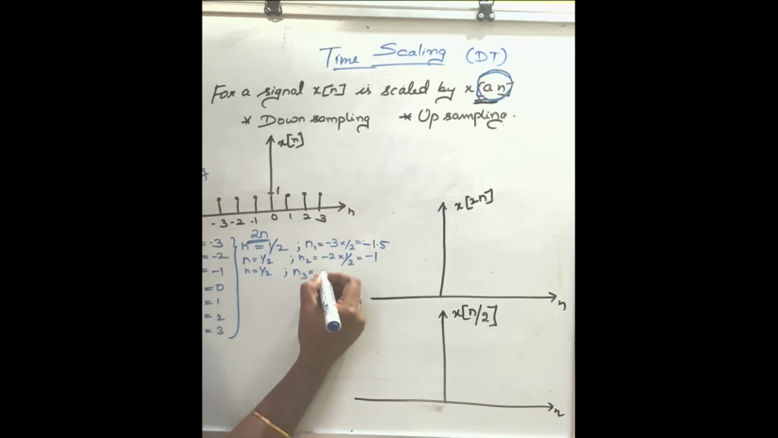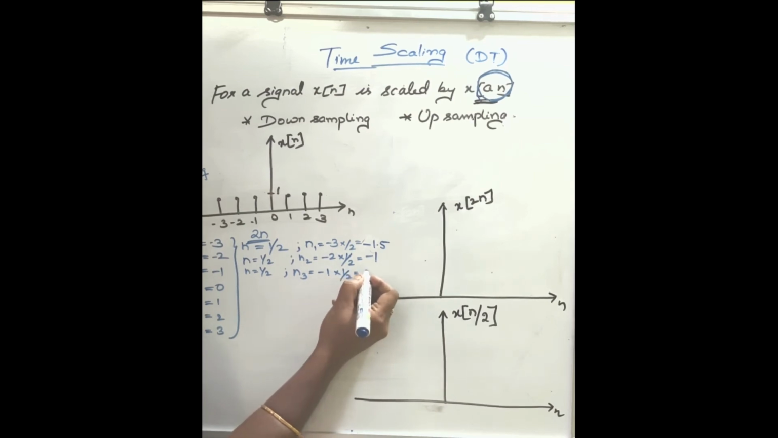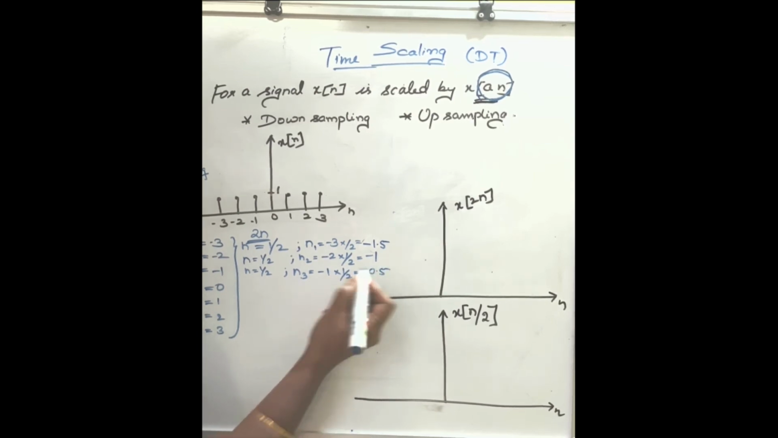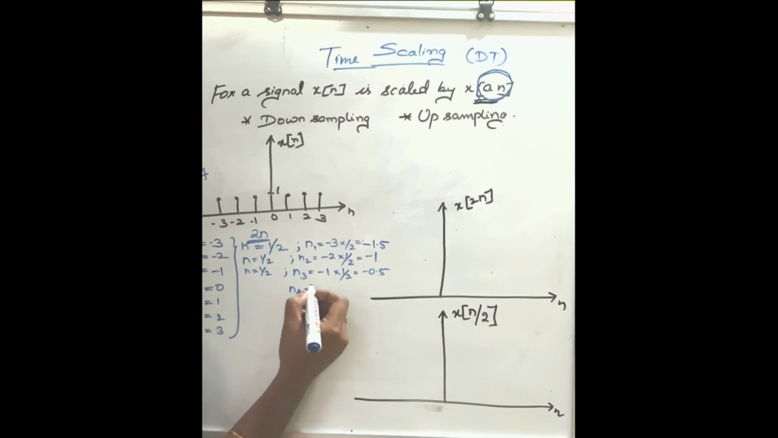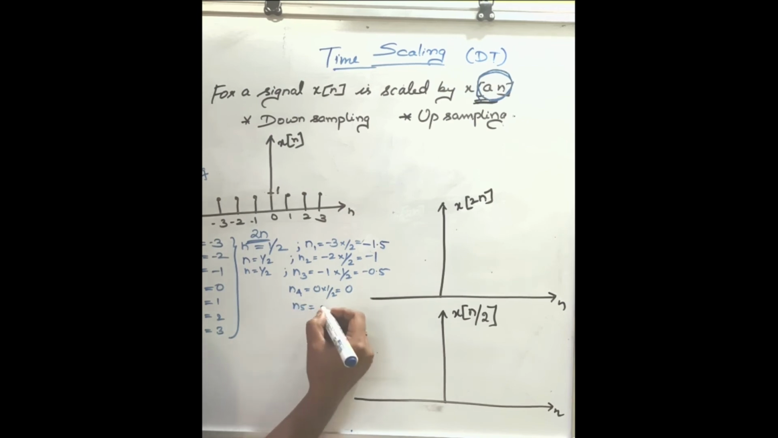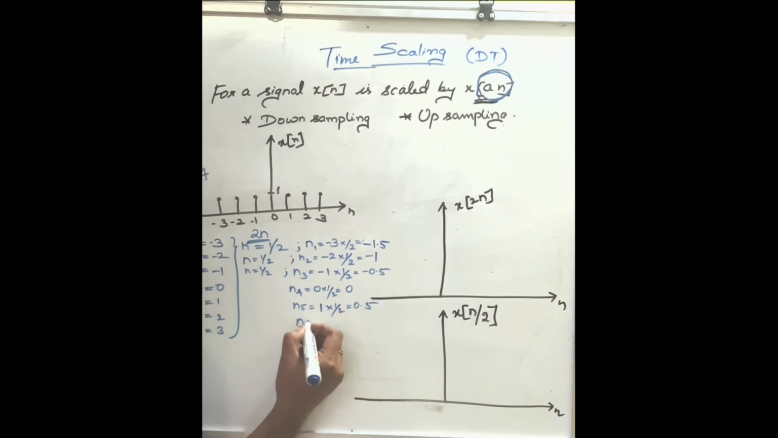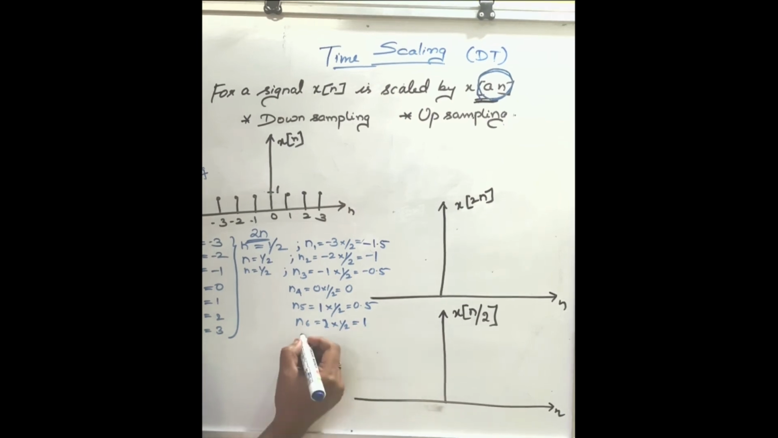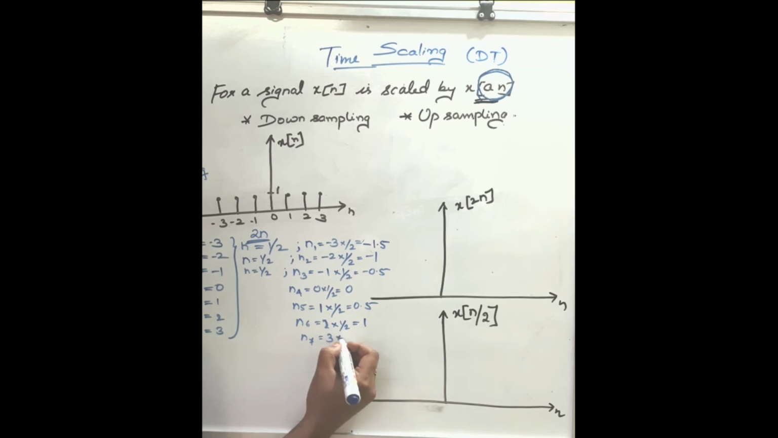The new n3 is equal to minus 1 into 1 by 2, that is minus 0.5. Similarly, n4 becomes 0 into 1 by 2, that is 0. The new n5 becomes 1 into 1 by 2, 0.5, then 2 into 1 by 2, 1, and n7, the new n7 is 3 into 1 by 2, 1.5.